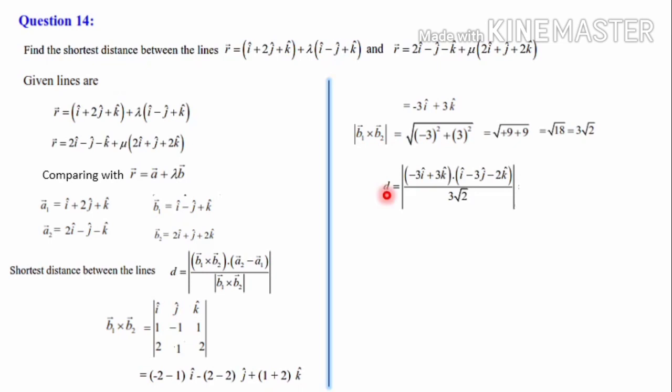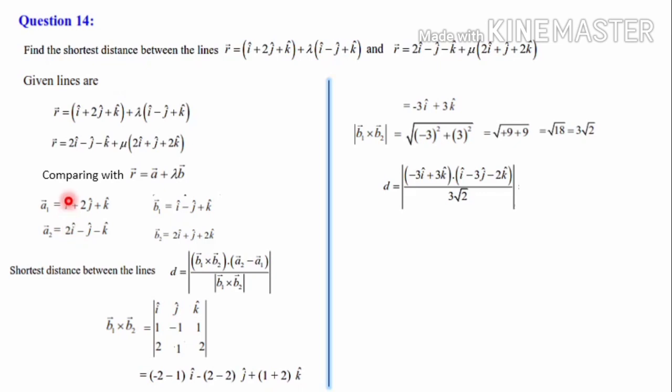Then we can use the d formula directly now because most of the things we have calculated. So d is equal to b1 cross b2, which we have calculated here, minus 3 i cap plus 3 k cap, dot a2 minus a1. Here a2 and a1 we have written.